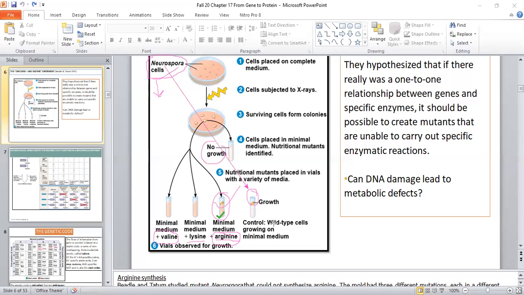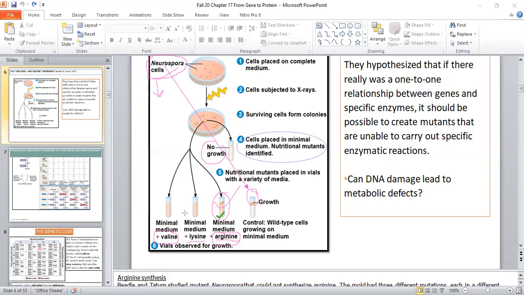So it can be called the control, right? That is the control, because you have to justify why this is happening. If you just provide the minimal medium on both sides, will the growth take place? Only minimal medium? No. You provided the minimal medium, there was no growth. But when they added arginine, there was growth.